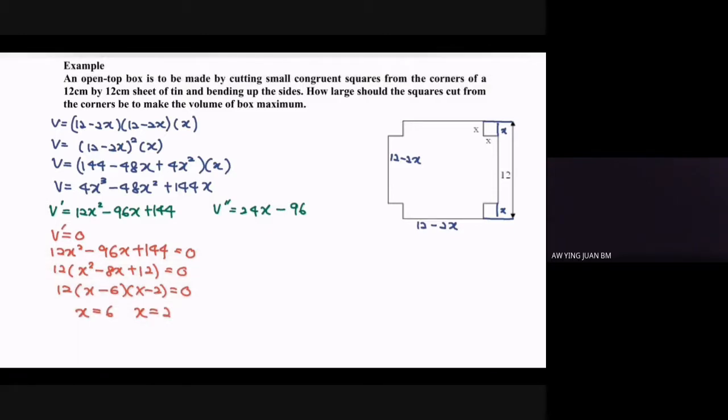Problems. Next, we have to verify the situation by using the second derivative. So when x is equals to 6, v double prime will be equals to 48, where we have greater than 0. So in this case, it will become the minimum value. As for x equals to 2, v double prime 2, we will have a negative 48. So in this case, this one is considered as maximum value.